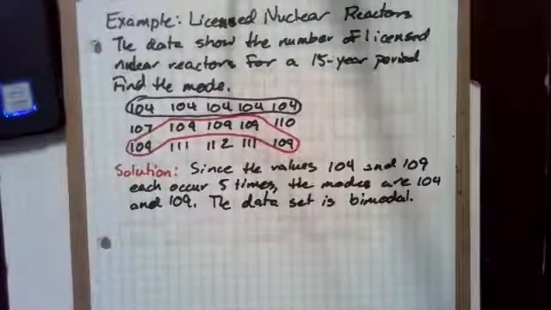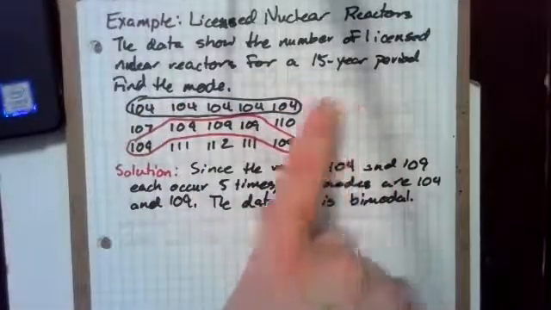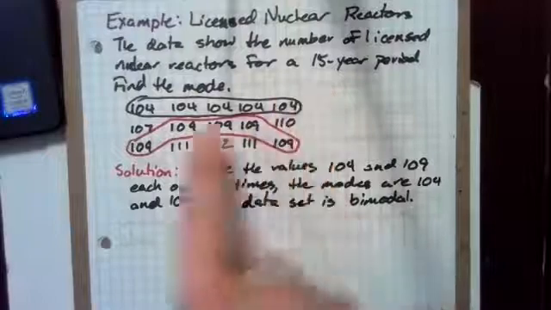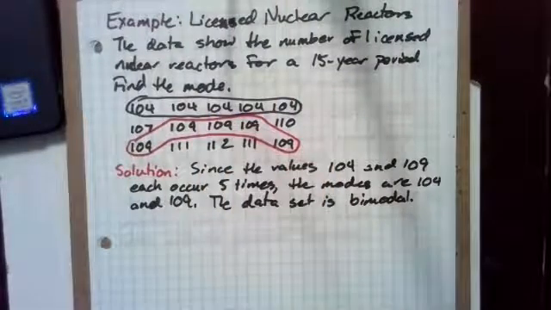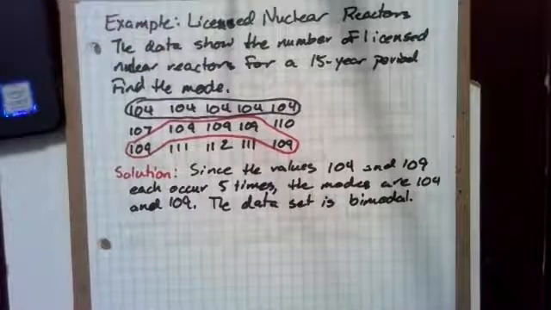In this example, we'll look at licensed nuclear reactors. The data show the number of licensed nuclear reactors for a 15-year period. Find the mode. So here we see that the number 104 occurs 5 times and the number 109 occurs 5 times. So the modes are 104 and 109, and the data set is bimodal.